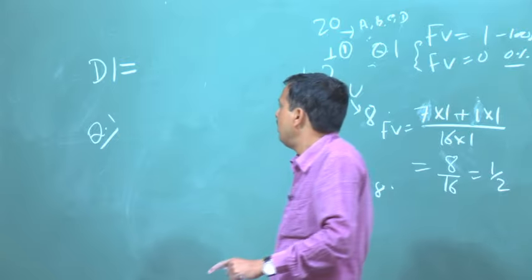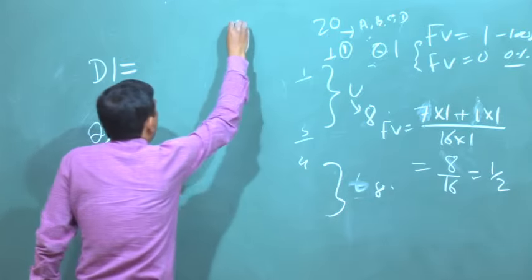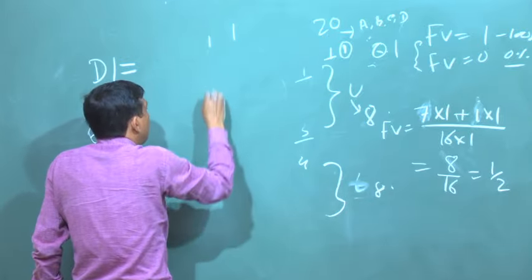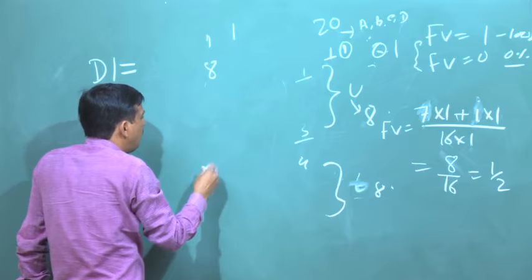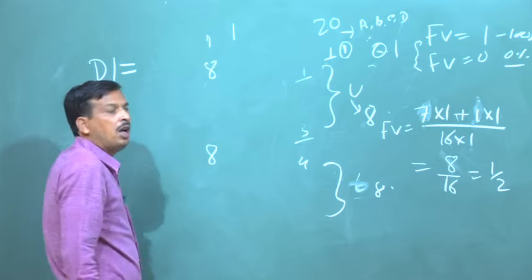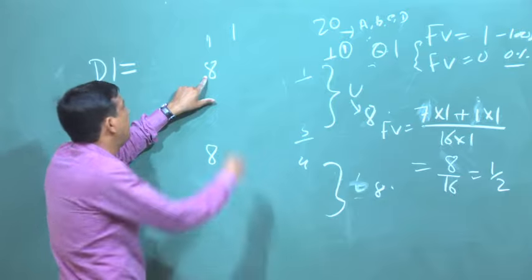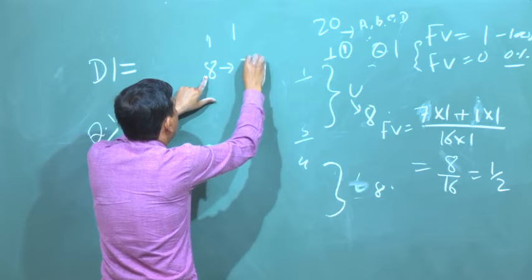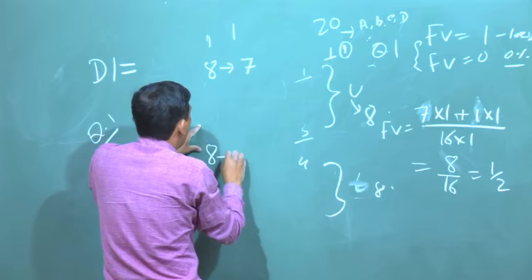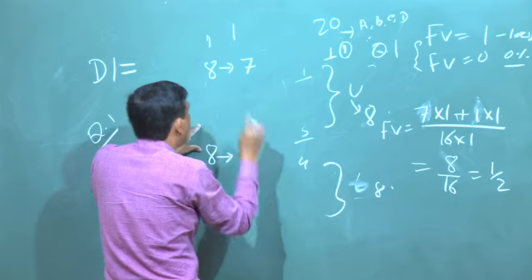So, suppose I have the same question, question number 1, and I have 30 students, upper group 8 students, lower group 8 students. Out of 8 upper group students, let us say 7 give the correct answer, and out of 8 lower group students, let us say 2 give the correct answer.